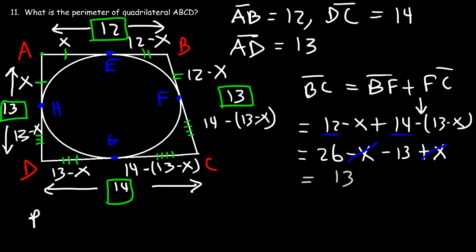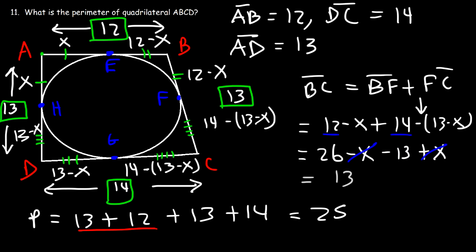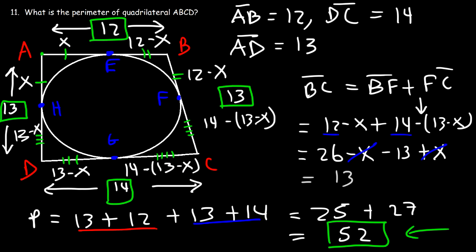So the perimeter of quadrilateral ABCD is going to be 13 plus 12 plus 13 plus 14. Now 12 plus 13, that's 25. And 13 plus 14 is 27. And 25 plus 27 is 52. So this is the perimeter of quadrilateral ABCD. And so that's the answer.